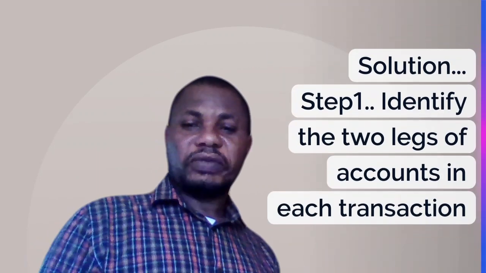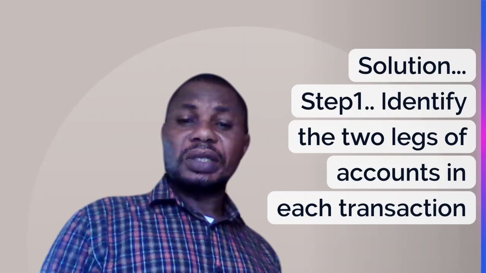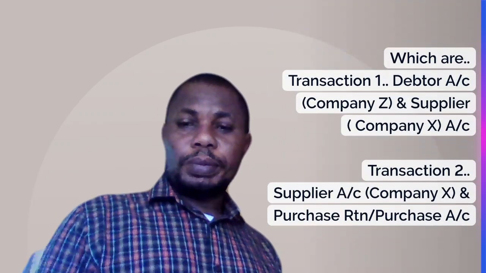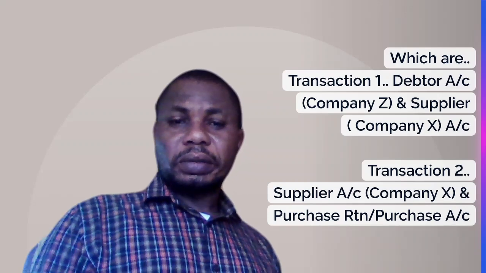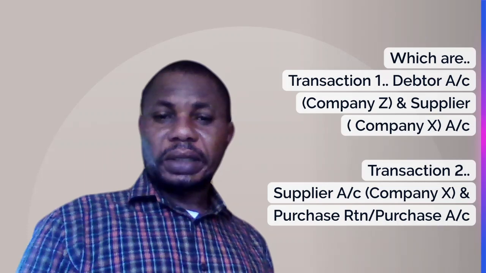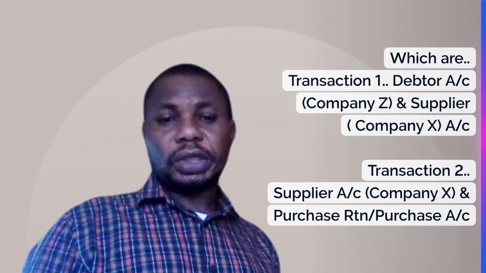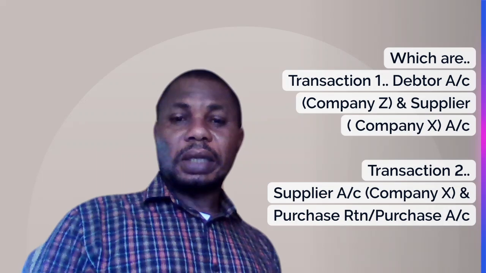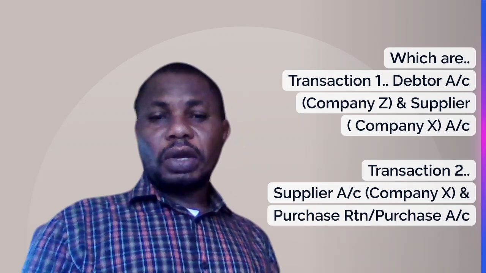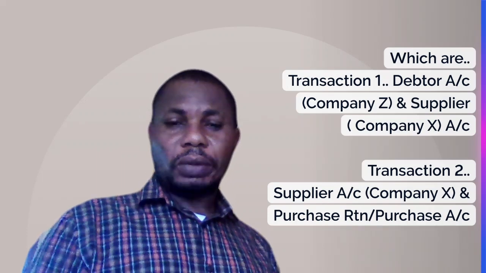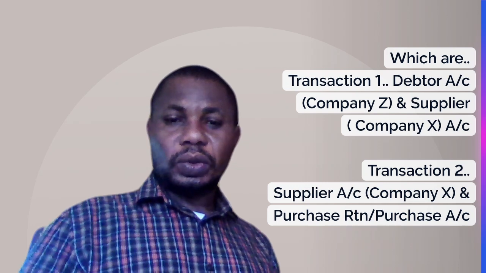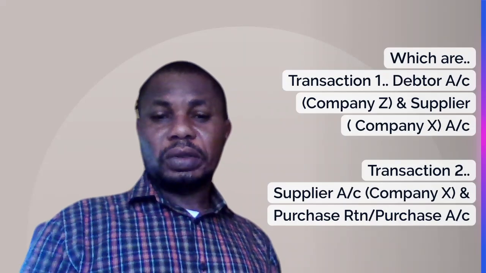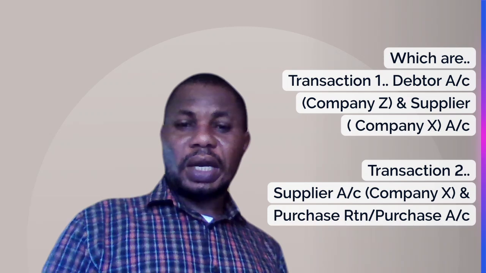Now let's look at how we arrived at that solution. Step 1, identify the two legs of account in each transaction. This is our approach. The legs of account in transaction 1 are the debtor's account, which is company Z, because it was supplied goods on credit, and the supplier account, which happens to be company X. So these are the two accounts in transaction 1. Transaction 2: the supplier account, which is company X, and the purchase return account. These are the two legs of account in transaction 2.